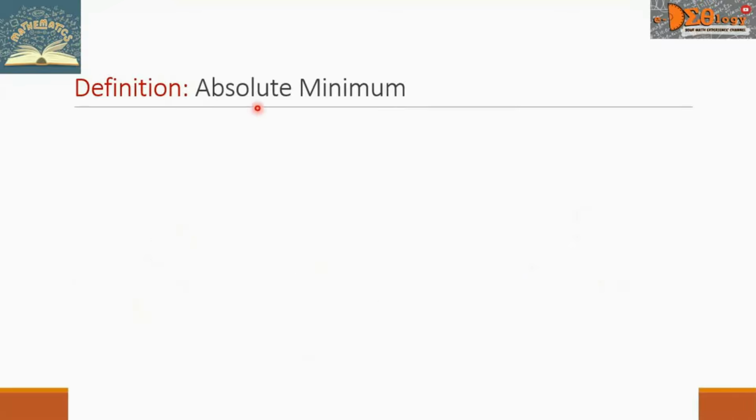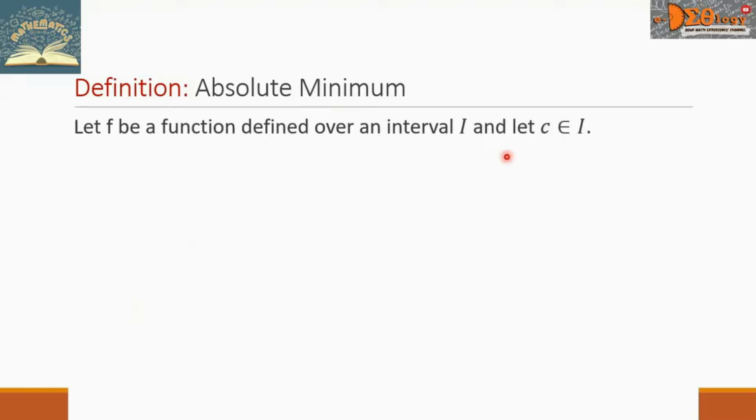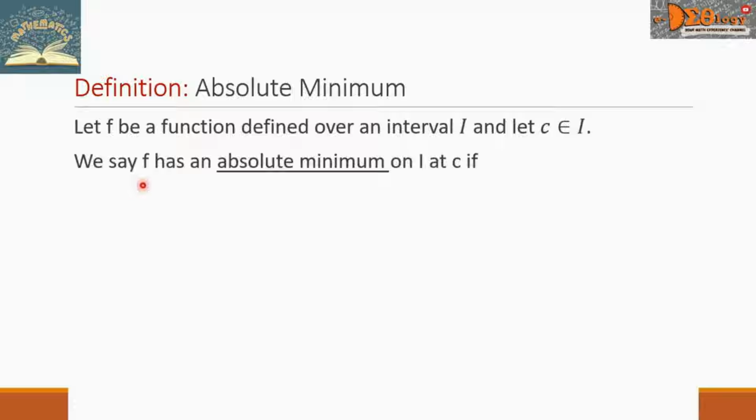Now let us define absolute minimum. Let f be a function defined over an interval I, and let the point C be an element of the interval I. We say f has an absolute minimum on the interval I at the point C if f of C is less than or equal to f of x for all x an element of I.